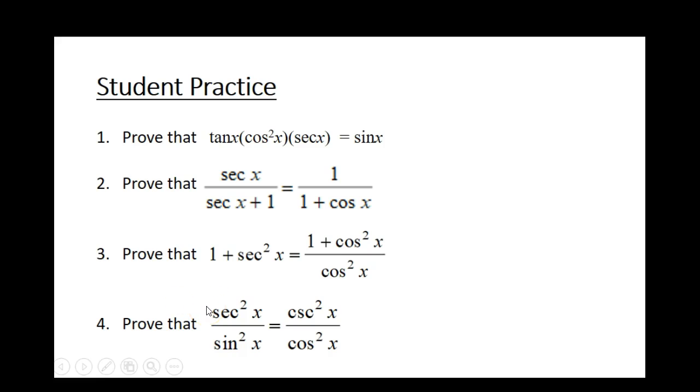All right, so here's one for you guys. Why don't you guys try number 2? I'll kind of walk you guys through it a little bit with words, but I'm going to let you guys do most of the work.